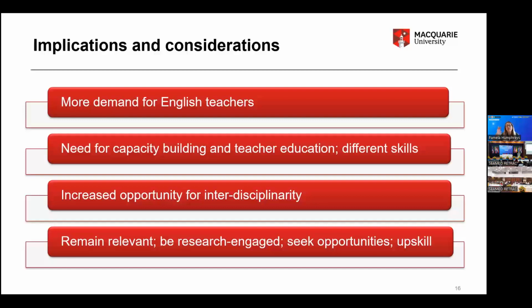I also think that there's going to be increased opportunity for interdisciplinarity because content teachers are going to need more support delivering CLIL and EMI. We're going to need to be working with teachers of other disciplines to help them deliver CLIL and EMI. So what does that mean for English teachers? It means that we're going to need to develop new skills. We're going to need to remain relevant, to seek out those new skills, to seek out new opportunities.